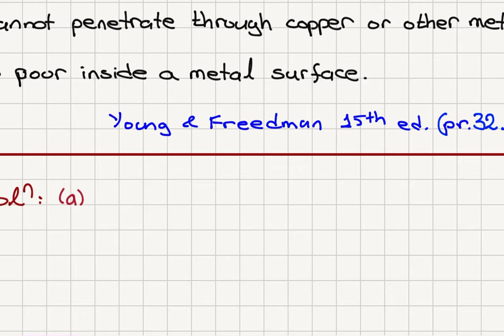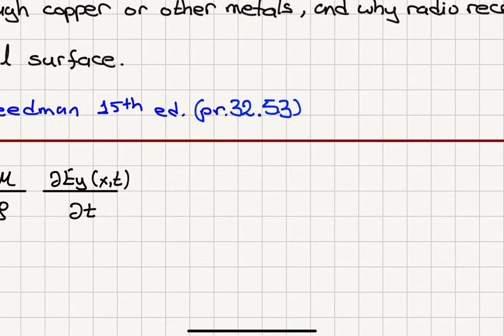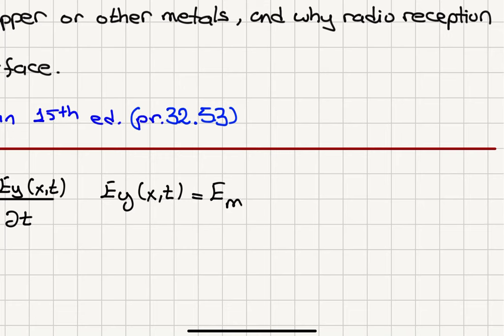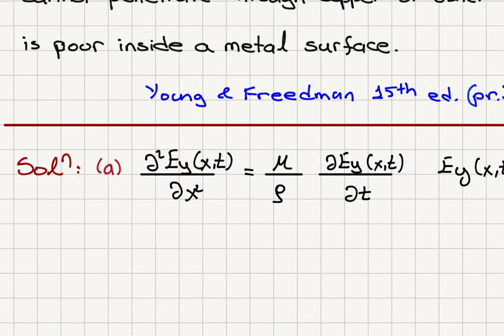So let's rewrite the wave equation for propagation of electromagnetic waves in a conductor. ∂²Ey(x,t)/∂x² is equal to μ over ρ, the permeability in the conductor μ divided by its resistivity ρ, times ∂Ey(x,t)/∂t. The suggested solution to this is Ey(x,t) equal to amplitude Emax e^(−kc x) cos(kc x − ωt). That's the suggested solution. So I need to take two derivatives with respect to x.